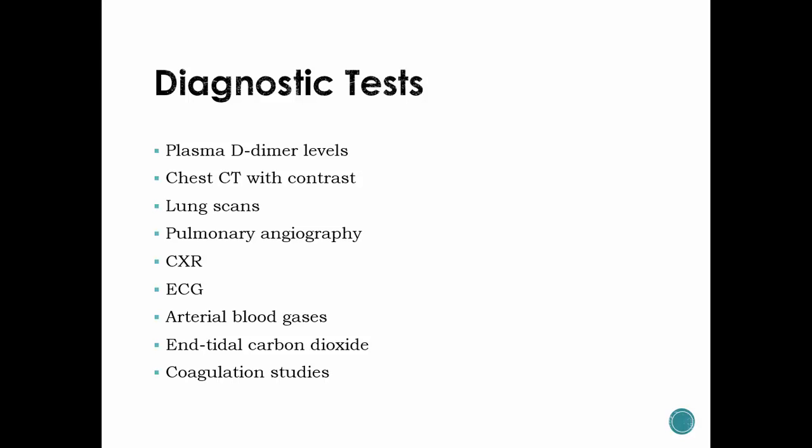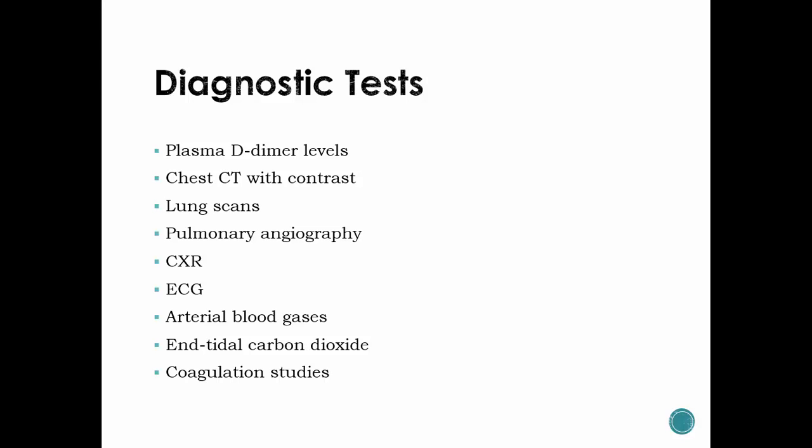Diagnostic tests that can be done. You've got your plasma D-dimer levels, and D-dimer is specific to the presence of thrombus, so if that's elevated, then it is highly suspicious that they will have a blood clot somewhere, or a thrombus. Your chest CT with contrast. This is one of the principal tests to look at and diagnose a PE. Lung scans, and this will include perfusion and ventilation scans.